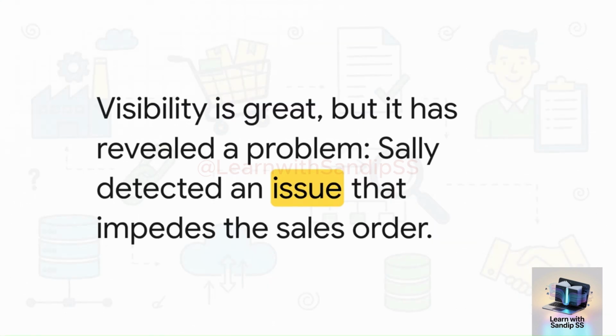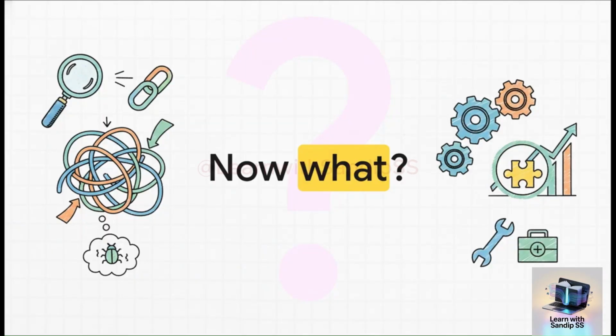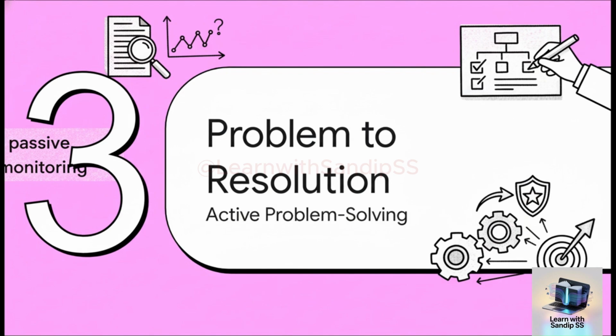All right, so Sally's got visibility. Awesome. She knows exactly where the order is. But here's the twist. Seeing everything clearly has just revealed a huge problem. The order isn't moving. It's stuck. So now what? I mean, this is the million-dollar question, isn't it? It's great to see the problem, but how do you actually fix it? This is where a lot of other systems just stop. They leave you hanging. And that brings us to part 2 of our story.